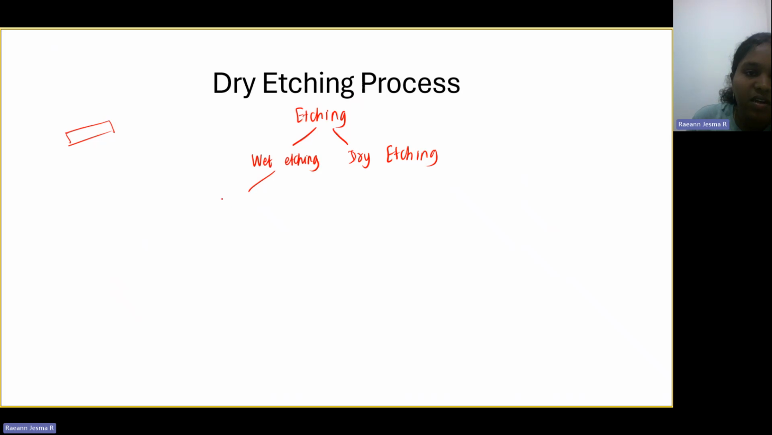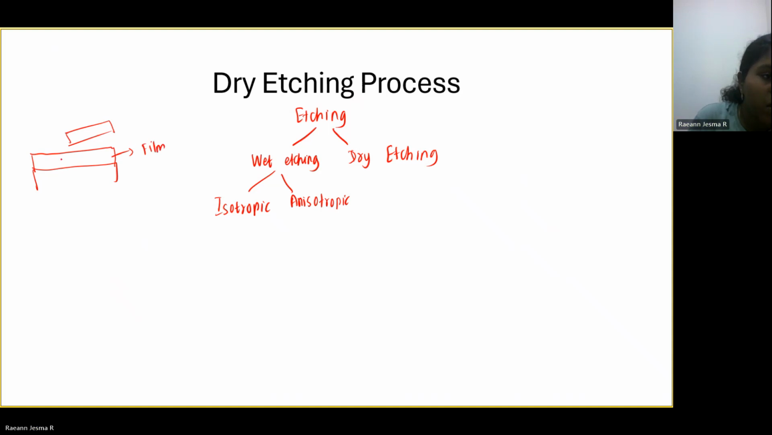Isotropic means it will etch equally in all directions. So let's say you have a film like this that you want to etch. If it is isotropic, and it is etching here in thickness T, it will also etch in thickness T in this direction. So your profiles will get somewhat rounded. It will etch equally in the lateral direction as well as in the vertical direction.